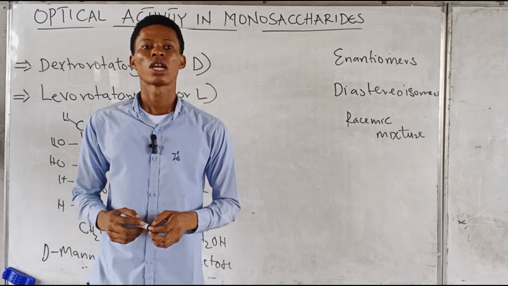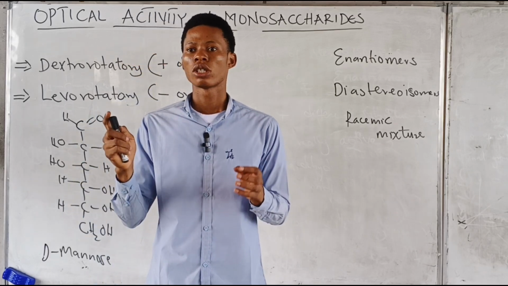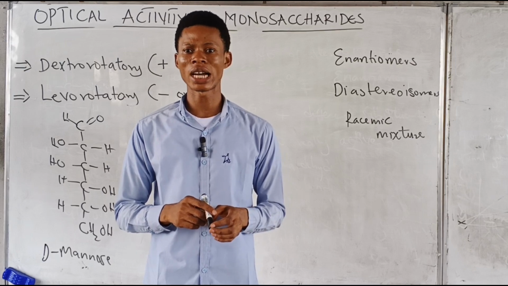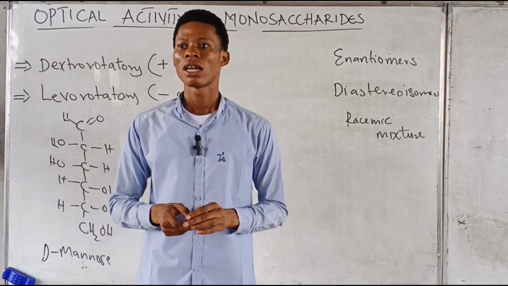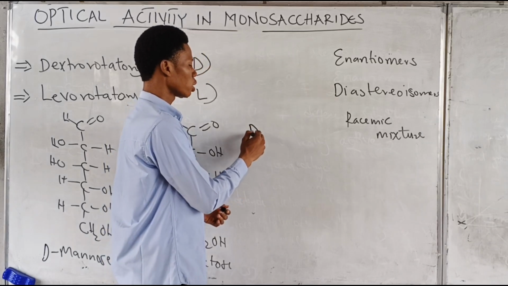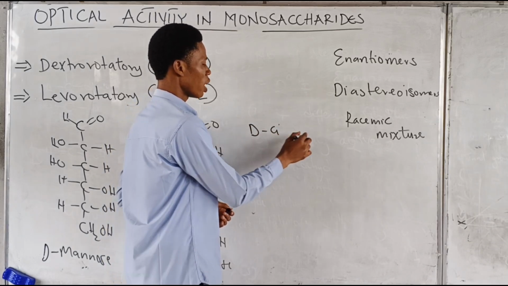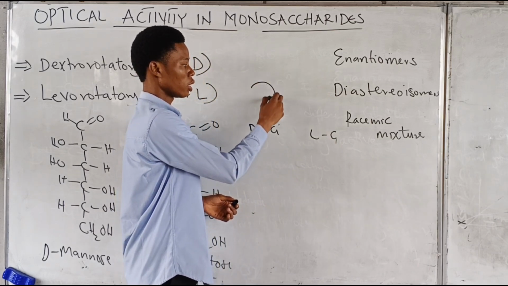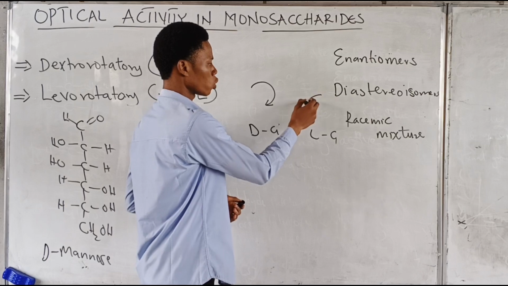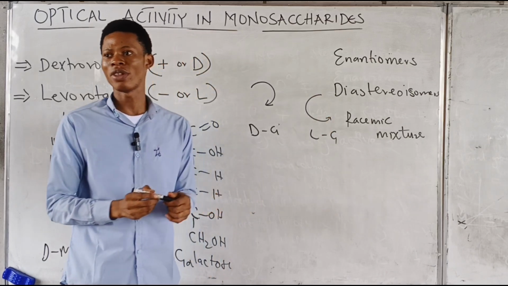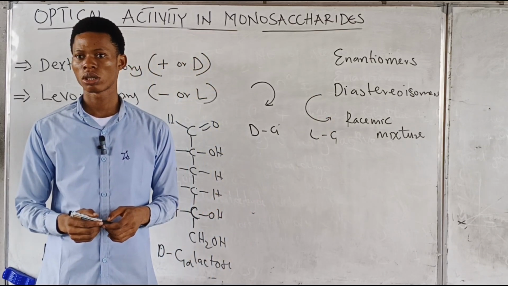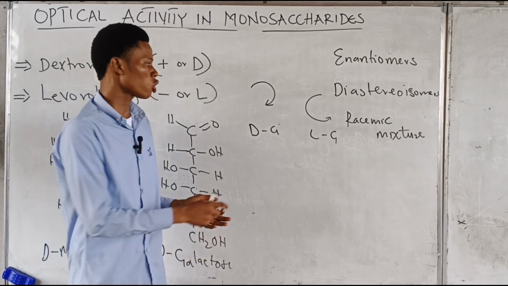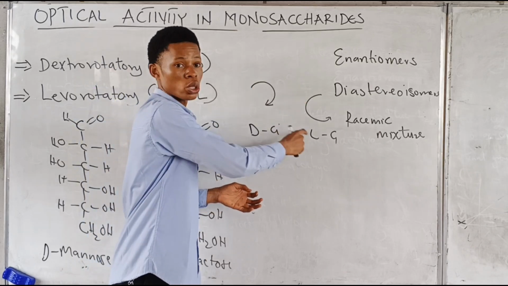Enantiomers. Now let me ask, a mixture of two optically active compounds, will they be optically active or optically inactive? For example, if you have D-glyceraldehyde and you have L-glyceraldehyde, this one is rotating light to the right, and this one is rotating light to the left. If you mix the two of them, where will the mixture rotate to? There will be no rotation, no net rotation, because this one is rotating to the left, this one is rotating to the right.